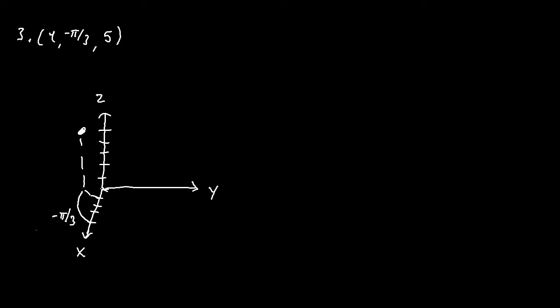So now converting to rectangular coordinates, once again x is going to equal r, which is 4, times cosine of negative pi over 3.